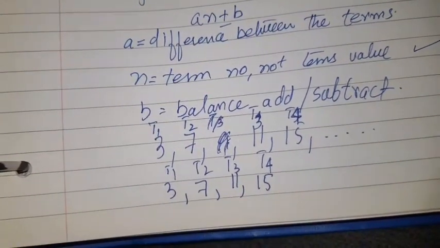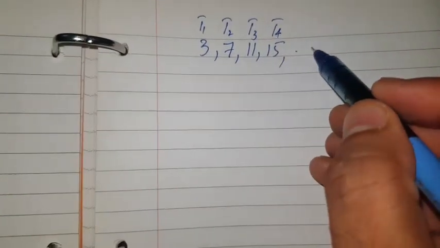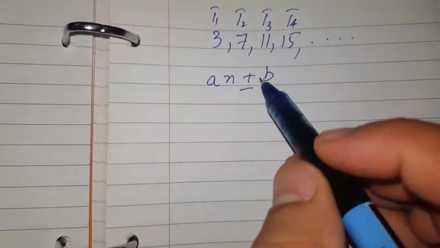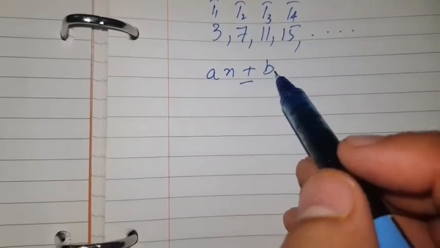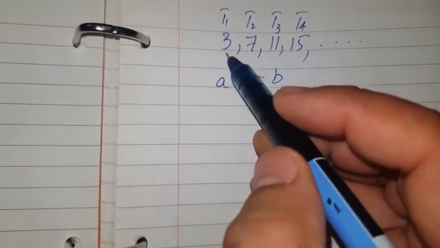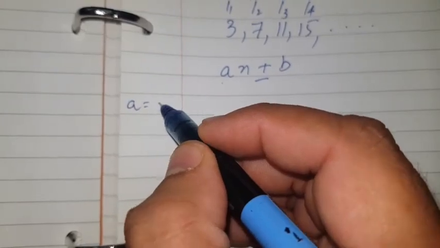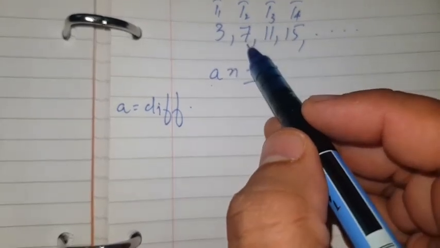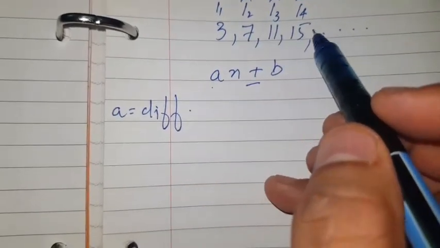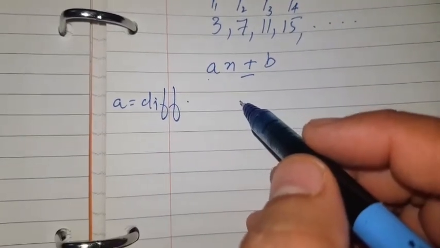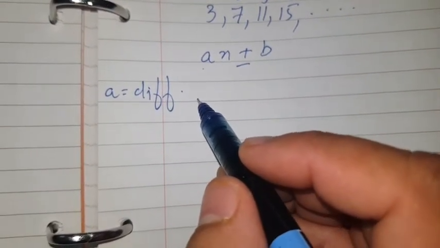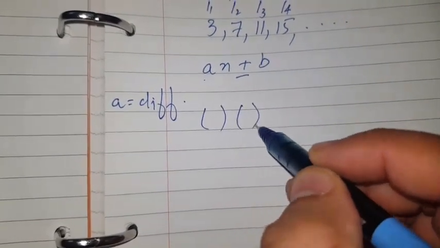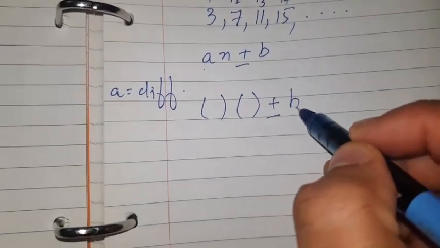So what we're going to do is write down the formula, which is an plus minus b. You must memorize this formula as you memorize your name. Now look, what is a? As we know, a is the difference between the terms. For the difference between the terms, I know that 3 plus 4 makes 7, 7 plus 4 makes 11, 11 plus 4 makes 15. So I will keep it as it is. I will say, okay, then a is the difference. I will write it like this: an plus minus b.